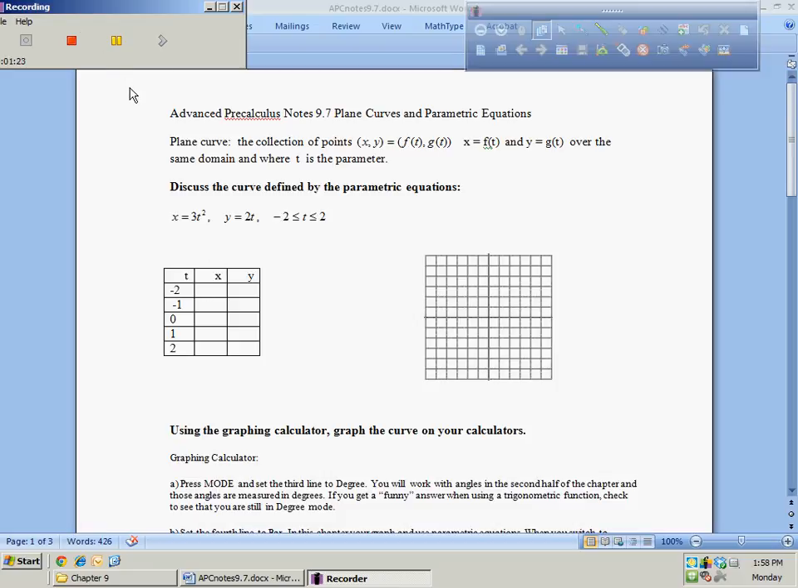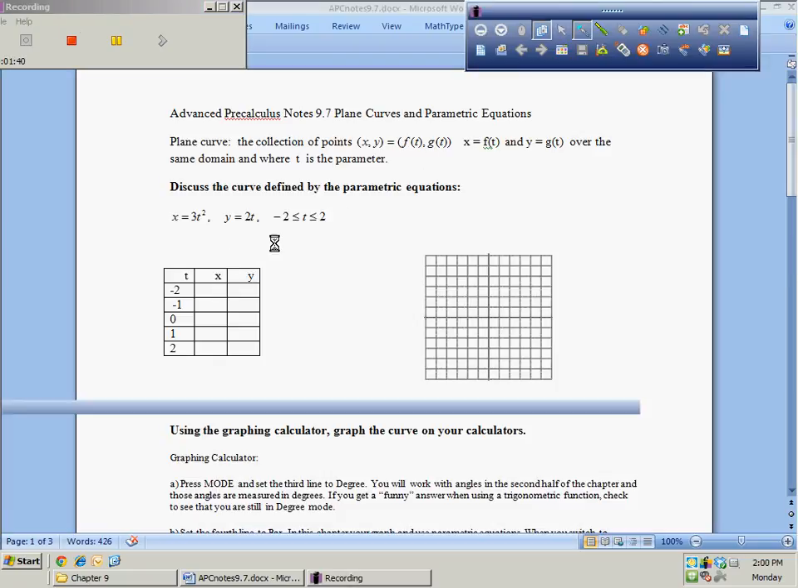All right, so to graph a parametric equation like this, discuss the curve. That means graph it and tell what it looks like. You just plug in values into the x equation and then into the y equation, and then you graph those 2 points. So we're going to do that.